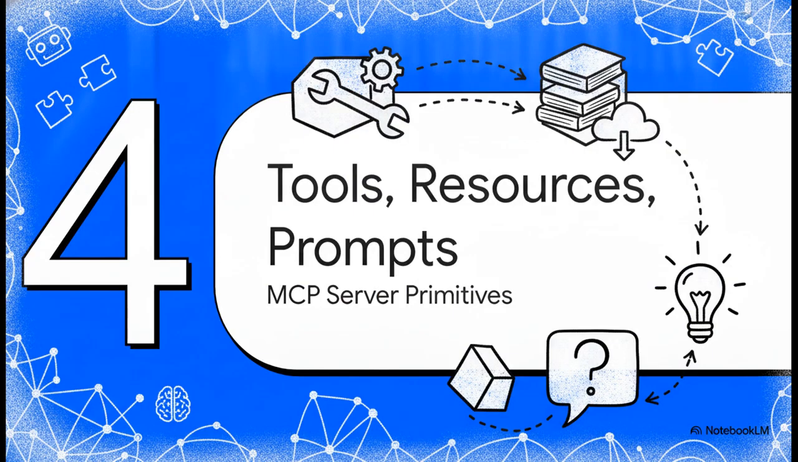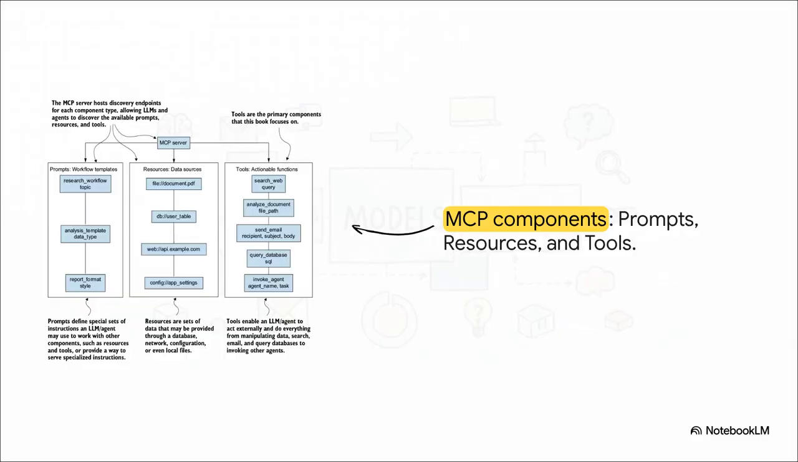Every MCP server provides its capabilities through 3 distinct components. Let's define those in Section 4, Tools, Resources, and Prompts. These 3 primitives completely standardize everything an agent might need to access. First, we have tools. These are actionable functions, things like running a web search or executing a database query.